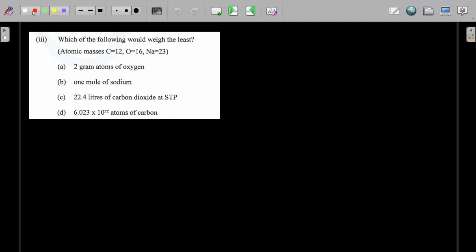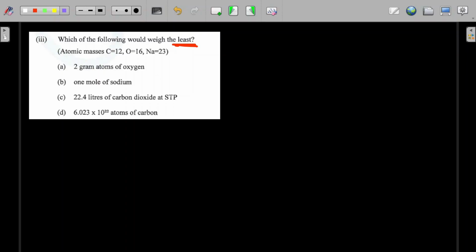Which of the following could weigh the least? Again, what you have to do here, don't keep on finding the mass of everything. Just find the moles. Whichever has the lowest moles, that will be the least mass. Sorry. Here, for mass you can't do that, moles, because different things have different masses. You have to find the mass here.